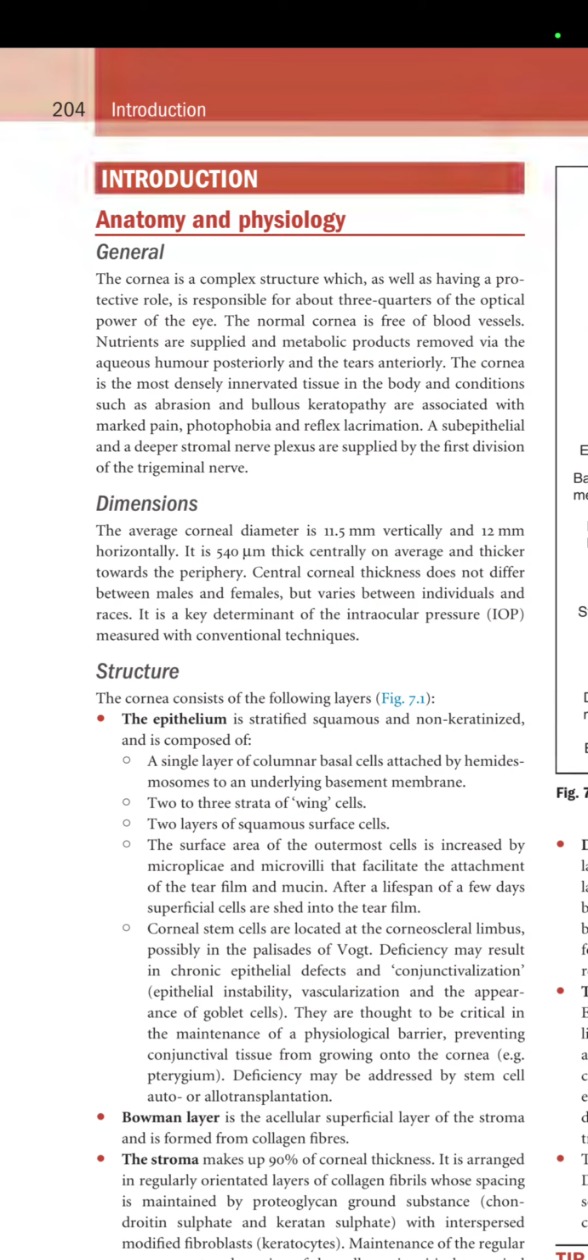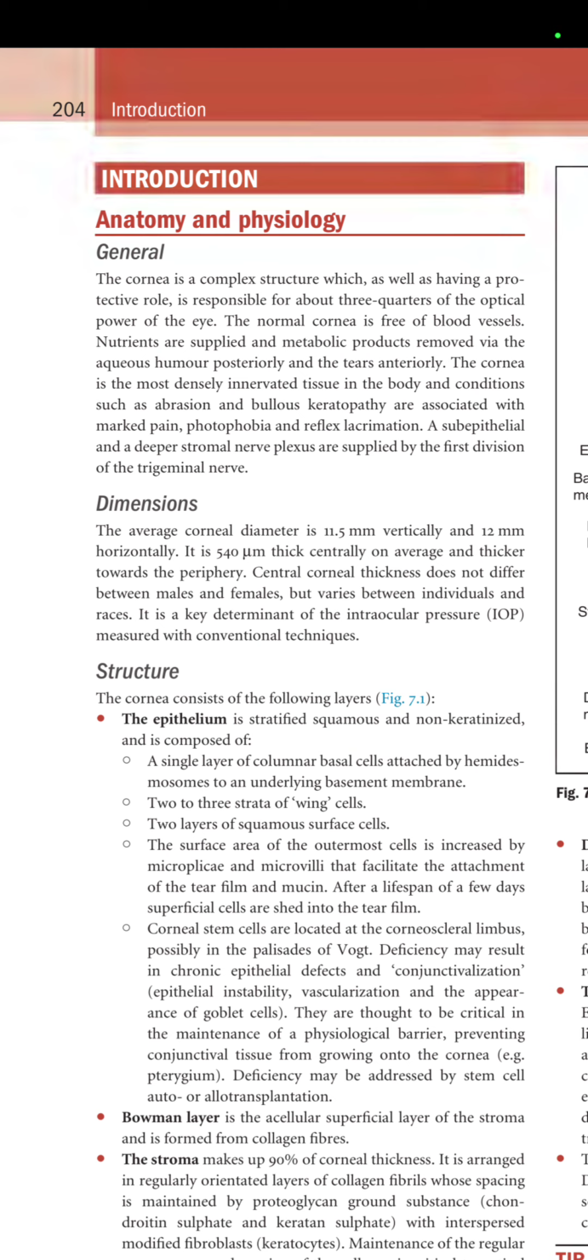The cornea is a complex structure which, as well as having a protective role, is responsible for about 3/4 of the optical power of the eye. The normal cornea is free of blood vessels, nutrients are supplied, and metabolic products removed via the aqueous humor posteriorly and the tears anteriorly. Because everything has to be clear for the light to reach the retina, the normal cornea is transparent. It does not have any kind of blood vessels.